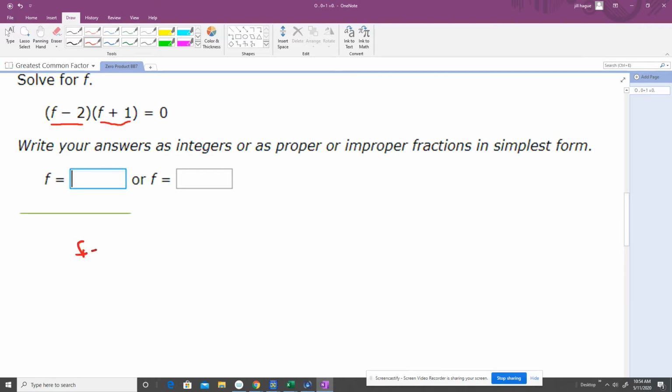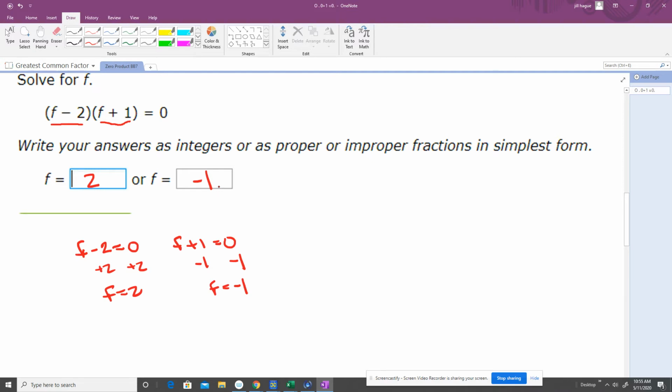It's very easy when there's nothing in front of the f or the variable, right? Because all we're doing is a one-step equation. So we set f minus 2 equal to 0, and we set f plus 1 equal to 0. And we solve them. We add 2 to both sides, and we get f equals 2. There's one of my answers. That would go right there. We subtract 1 from both sides. We get f is equal to -1. We put the -1 right there, and we are done.